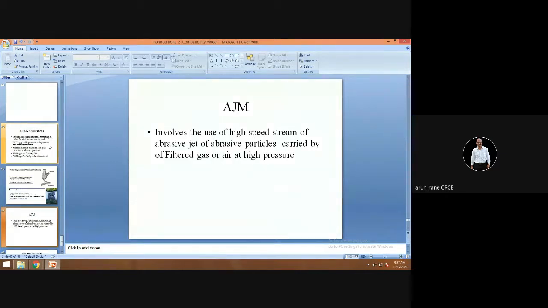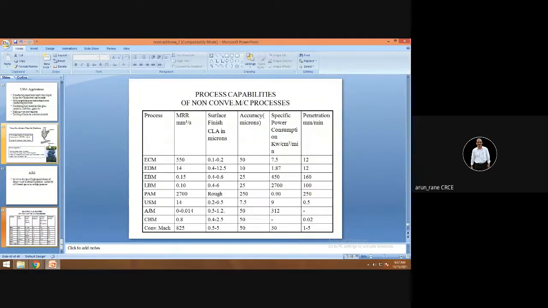Here the abrasive jet of particles like silicon oxide, aluminum oxide, silicon carbide are used, and this is the most important slide, which discusses the process capabilities of most of the non-conventional machining processes like electrochemical machining, electro discharge machining, electron beam machining, laser beam machining, plasma arc machining, ultrasonic machining, abrasive jet machining, chemical machining, and this is conventional machining.